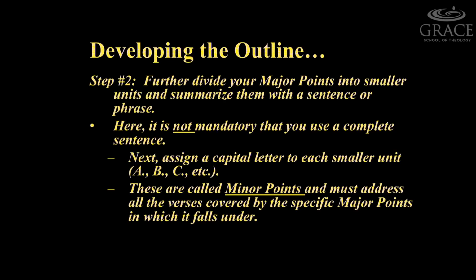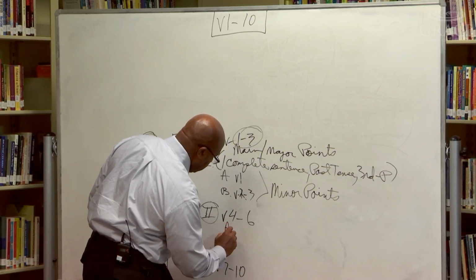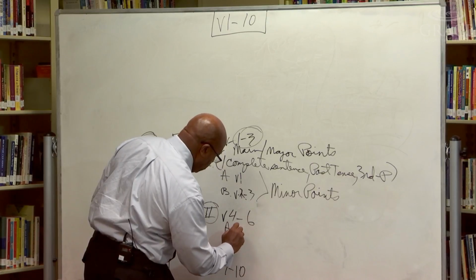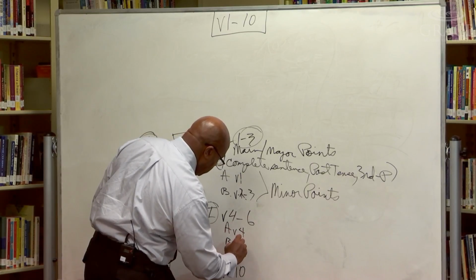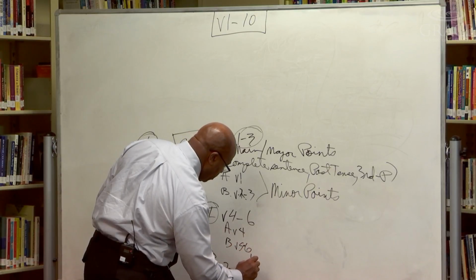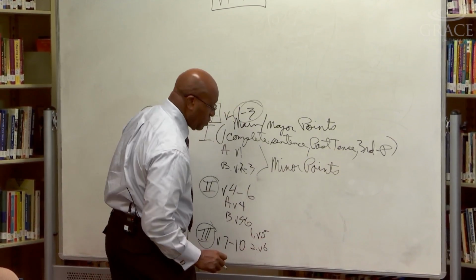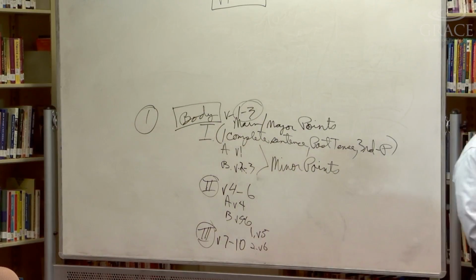Again, you want to make sure that you address all of the verses at the minor points level, just like you did at the major points level. You may continue to break it down even further. So let's say if I had A and B here, let's say that was 4, and this was 5 and 6. I can break this down to 1, that could be verse 5, and 2, and that could be verse 6. All right? So you can break it down even further.